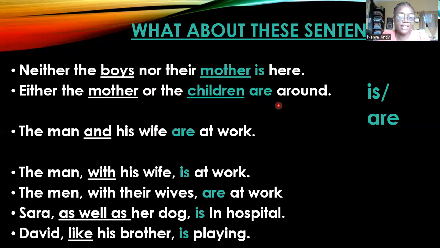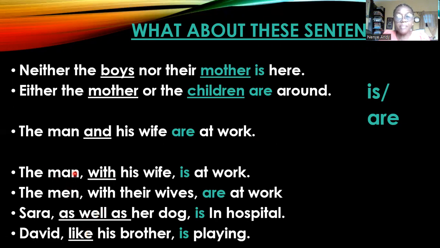So don't forget that. Finally, we'll look at the man and his wife are at work. We of course know that and is always plural. So the man and his wife are. But there are times when two or more people will be mentioned and you still will put singular. That's because there are words that we do not need to consider when we are looking at whether to put is or are. And words like these: with, as well as, like, even including.